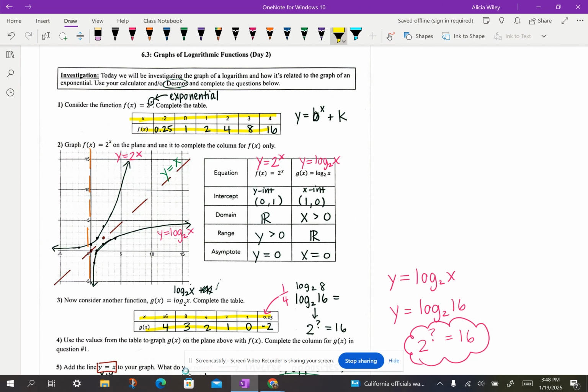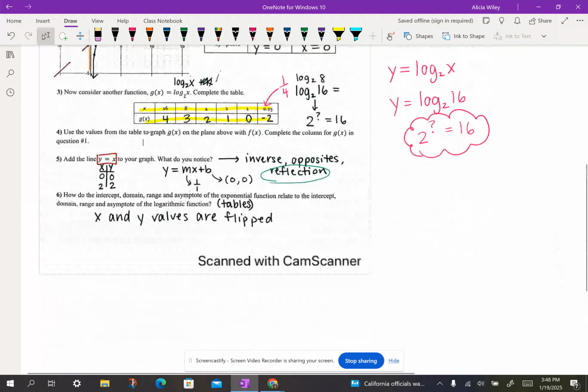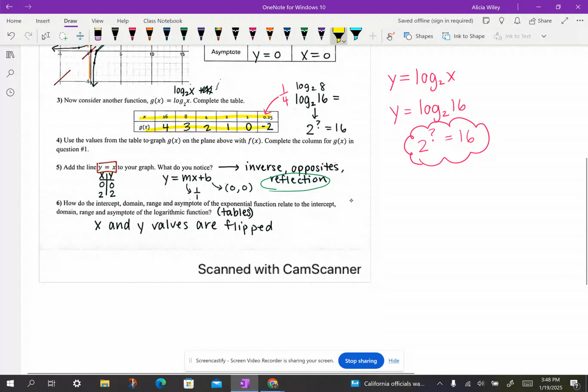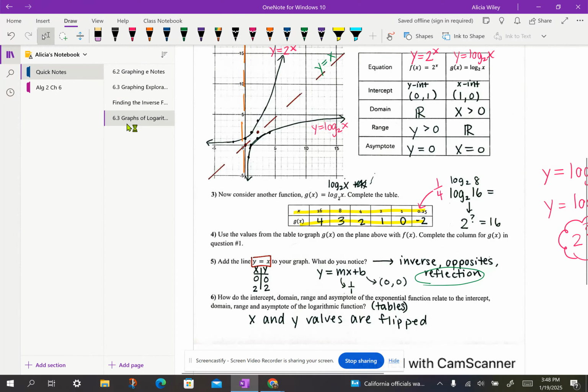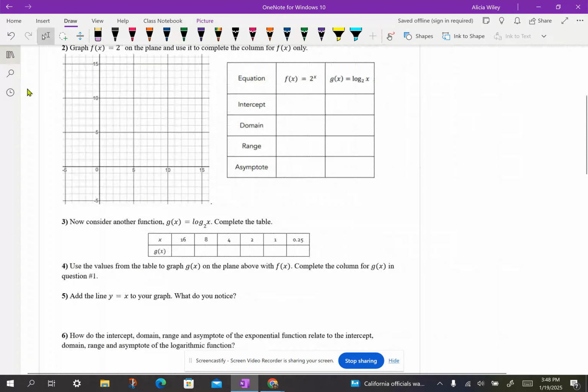They've literally flipped. So you can see you had (4, 16). Here you have (16, 4). And that's exactly what happens when you are talking about the graph of an exponential function and its inverse function, which is the log. The x and y switch places. So this is what you answer for number 6. And then this is going to help us to lead into this next part here.